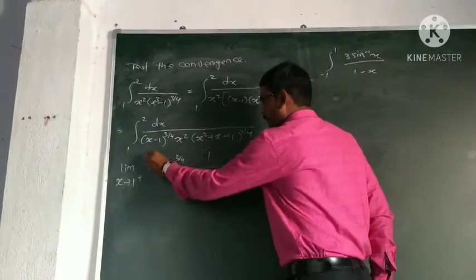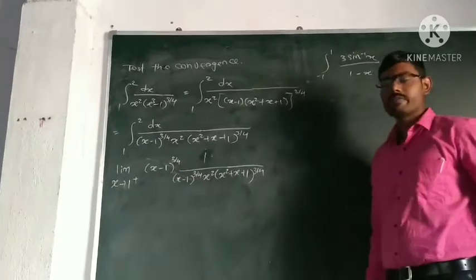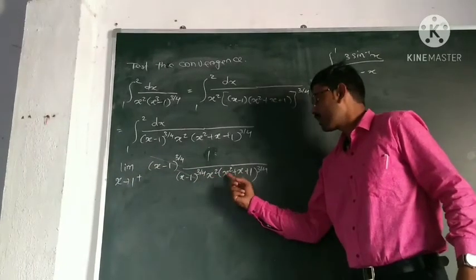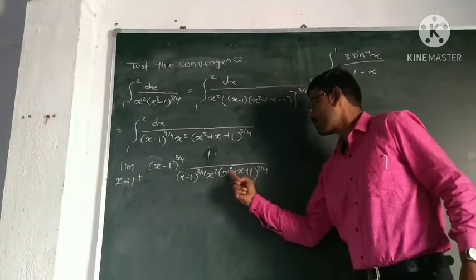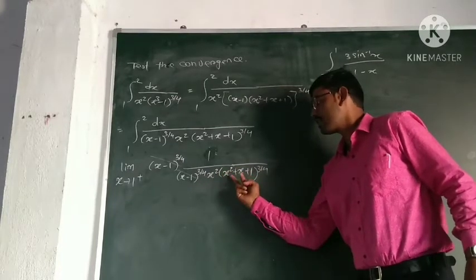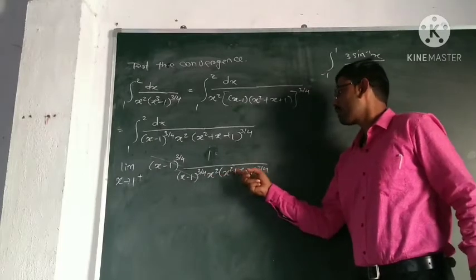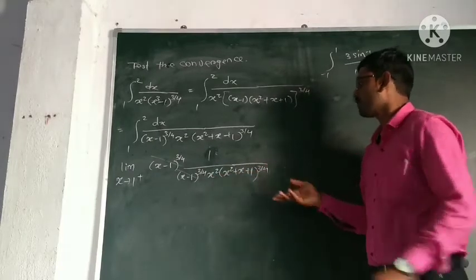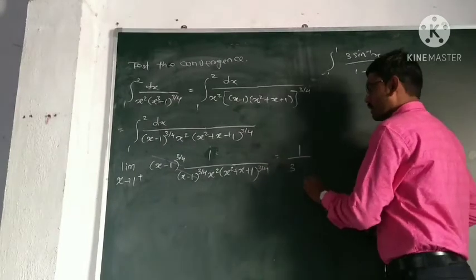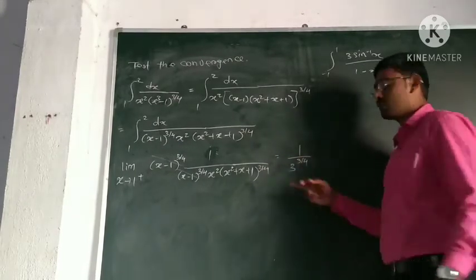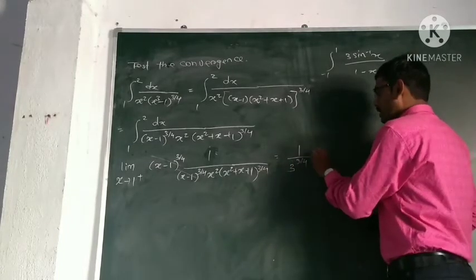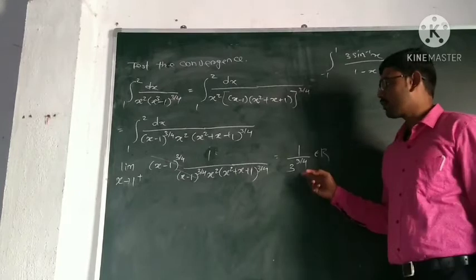Now (x minus 1) raised to power 3 by 4 and (x minus 1) raised to power 3 by 4 get cancelled. And as x tends to 1, x square becomes 1 square, which is 1. So 1 plus 1 plus 1 is 3. This is equal to 1 upon 1 into 3 raised to power 3 by 4, which is 3 raised to power 3 by 4. And this is a non-zero real number, not equal to 0.